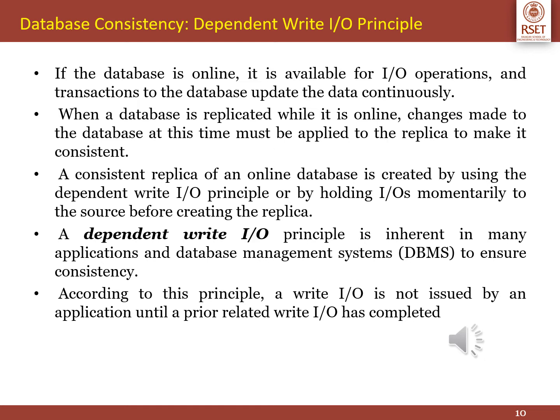According to this principle, a write input output is not issued by an application until a prior related write input output has completed. For example, a data write is dependent on the successful completion of the prior log write. Dependent write consistency is required for protection against power loss, loss of local channel connectivity, or storage devices. When the failure occurs, a dependent write consistent image is created. A restart transforms the dependent write consistent image to a transactionally consistent image.